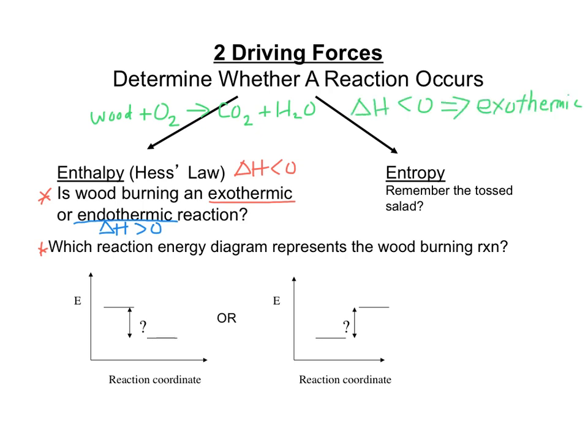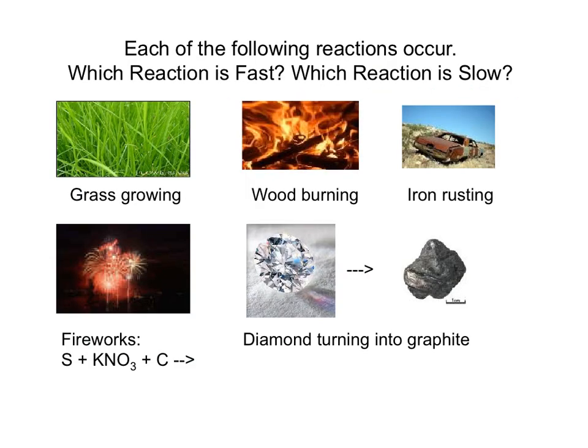And the answer is: when wood burns, heat is released, so the reaction is exothermic. Exothermic means the reactants are at a higher energy than the products. The difference in energy represents delta H, and the energetics are favorable because the reaction goes in a downhill direction. Each of these 5 reactions occur. Stop the video and determine which reaction is fast and which one is slow.